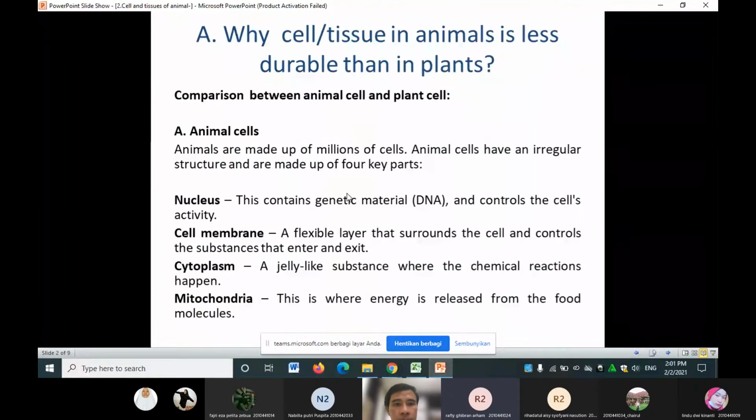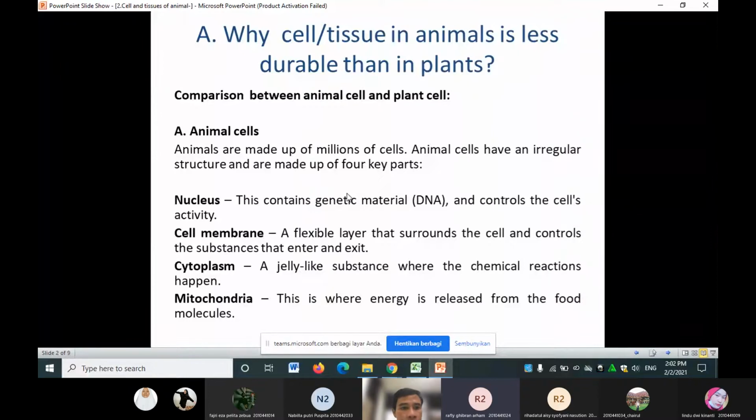For the first topic is why cell and tissue in animal is less durable than in plant. Comparison between animal cell and plant cell. For the first is animal cell. Animals are made up of millions of cells. Animal cells have an irregular structure and are made up of four key parts.